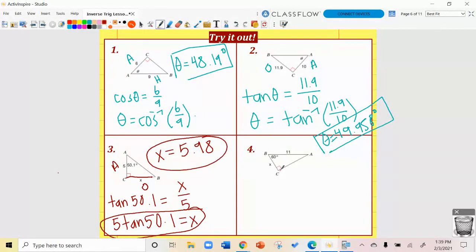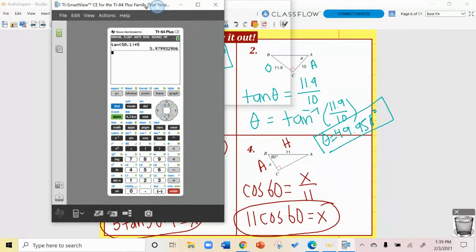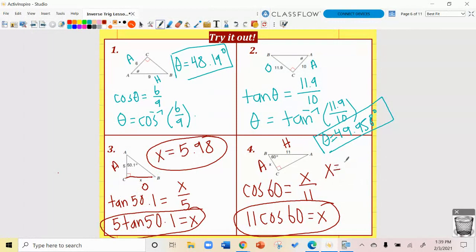What about this? Do we need inverse? No, I've got the angle. No inverse needed. Adjacent and hypotenuse, pay attention to where your right angle is. So I'm going to have the cosine of 60 is going to be x over 11. When I cross multiply, I'm going to get 11 cosine of 60 equals x. So let's then go into our calculator. 11 cosine, no inverse needed, of 60 is 5.5. 60 is a special angle that we'll learn about.